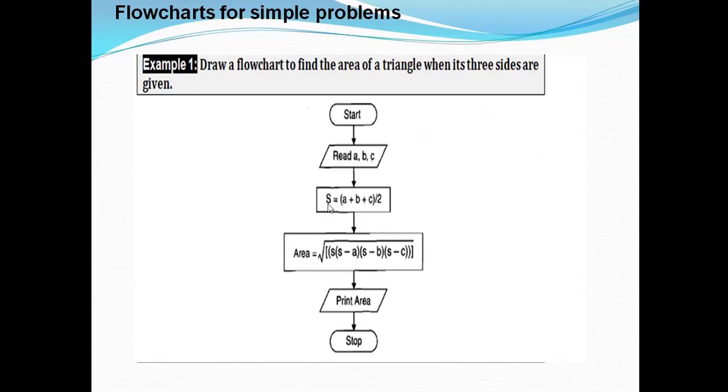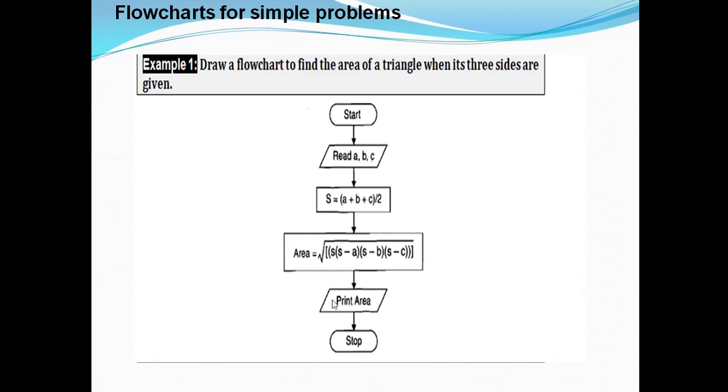And then we are calculating the S value here. S is equal to (A plus B plus C) by 2. By using this S value, there is a formula, and we are going to calculate the area of the triangle: under root of S into (S minus A) into (S minus B) into (S minus C). This rectangle symbol is the processing of the data. We are calculating the area by using this formula.